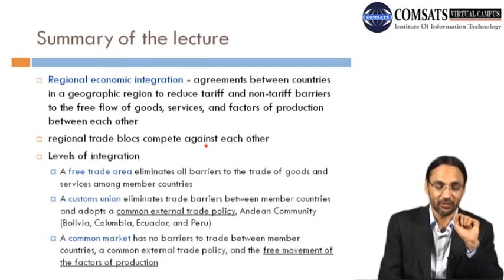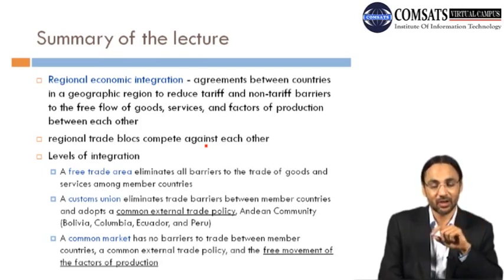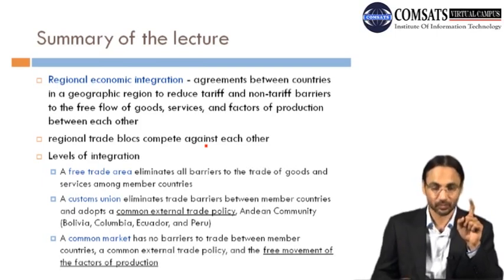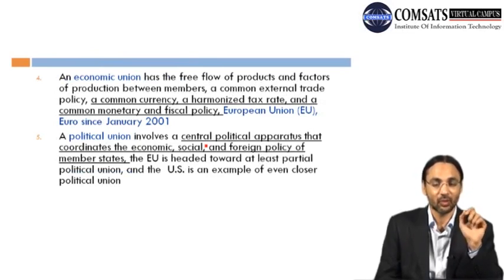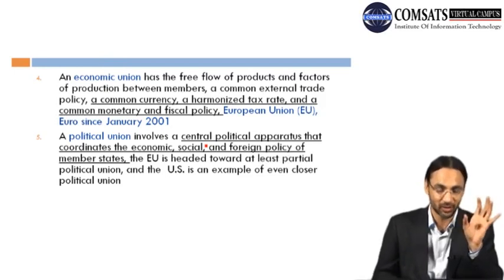Level of integration, there are 5 levels. Free trade area, which eliminates all the barriers to the trade of goods and services. The next one is the customs union, which eliminates the trade barriers, but the important thing is they have a combined external trade policy. The next one is a common market, which has free movement of factors of production. The economic union, the 4th one, has the same currency, same tax policy, and the same fiscal and monetary policy. The 5th one is a political union, where the political ideology is similar across the bloc.